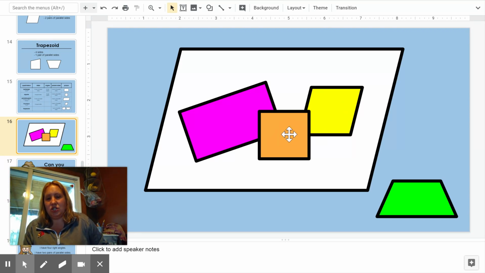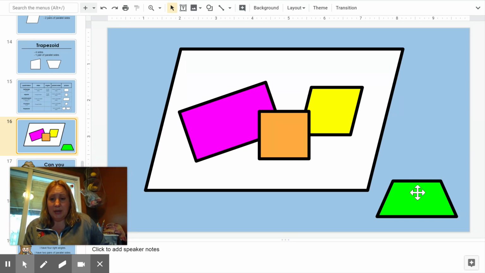Then you can see this orange shape kind of overlaps these other two shapes. And it overlaps them because remember, a square is that really special shape that has the features of a whole lot of different shapes. It has all the features of a parallelogram, it has all the features of a rectangle, and it has all the features of a rhombus. It makes it the most unique of all the shapes because it has four right angles, four equal sides, and two pairs of parallel sides. So every one of the attributes we talked about today is right there in that square, which makes that the most unique of all the shapes.